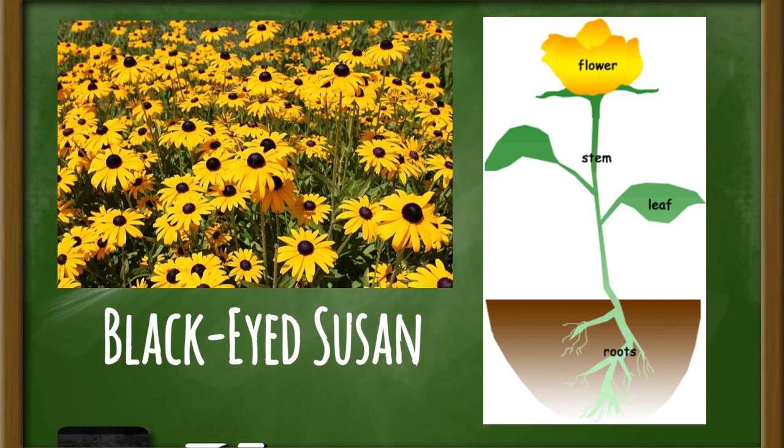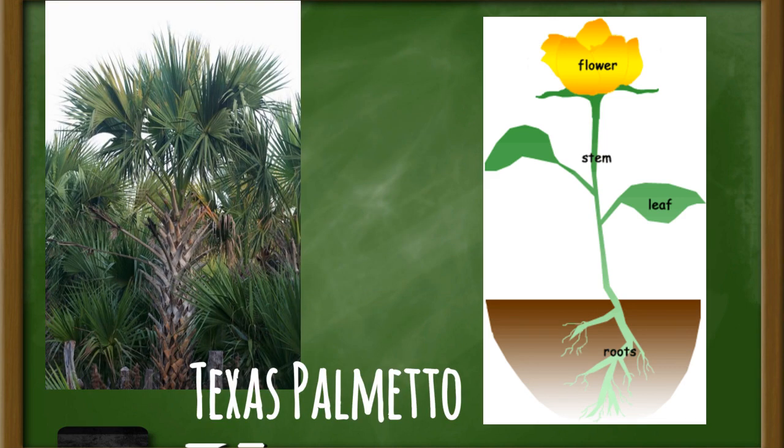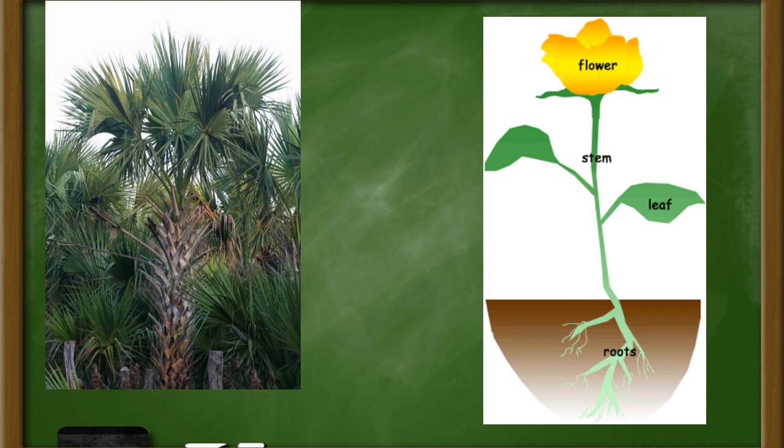The next plant we're going to look at is the Texas palmetto. This tree even has Texas in its name, and that's for a certain reason we'll get to in a second. This tree can grow up to be 50 feet tall, but it takes a long time. It's a very slow growing tree. The reason this tree is called the Texas palmetto is because South Texas is the only place in the United States where this palm can grow naturally.